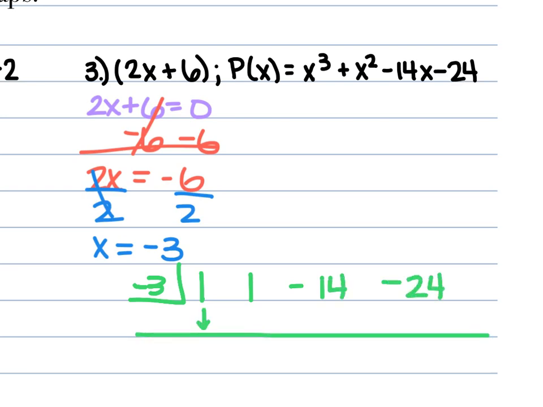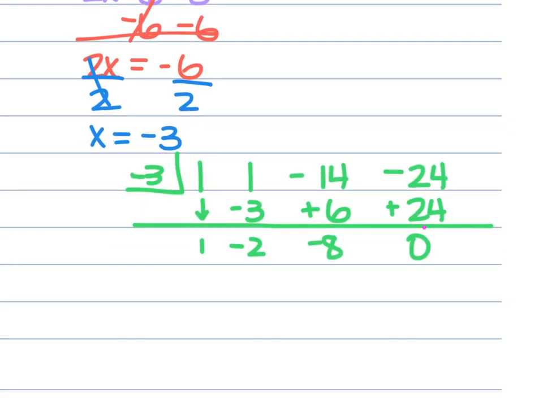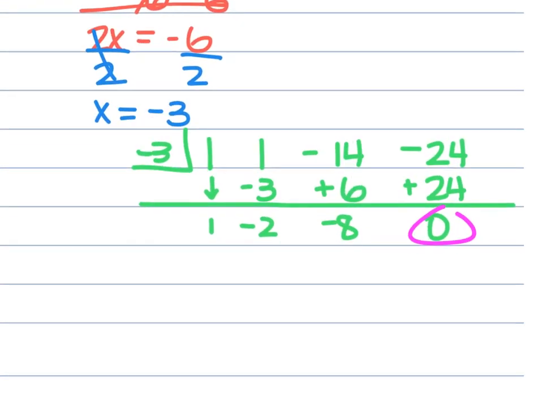We're going to bring down that 1. 1 times negative 3 is negative 3. 1 minus 3 is negative 2. Negative 2 times negative 3 is a positive 6. Negative 14 plus 6 is a negative 8. Negative 8 times negative 3 is a positive 24. Add that with the negative 24, we get 0. So because our remainder is 0, that 2x plus 6 is a factor.